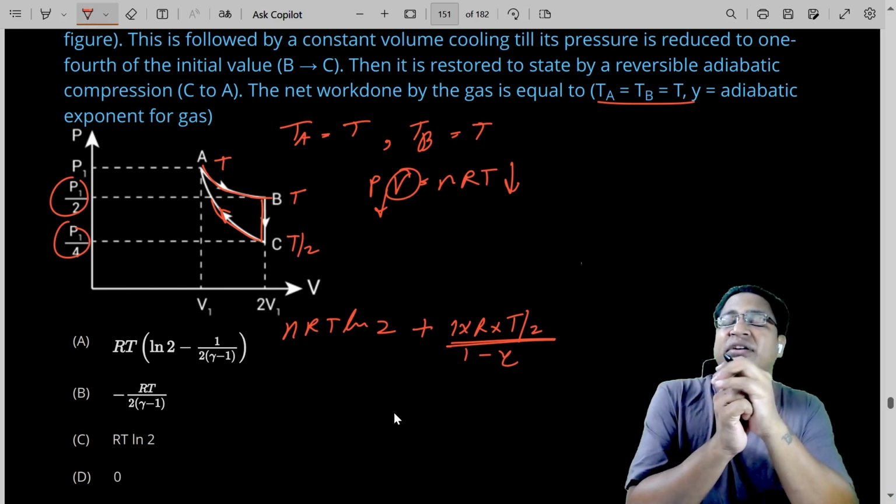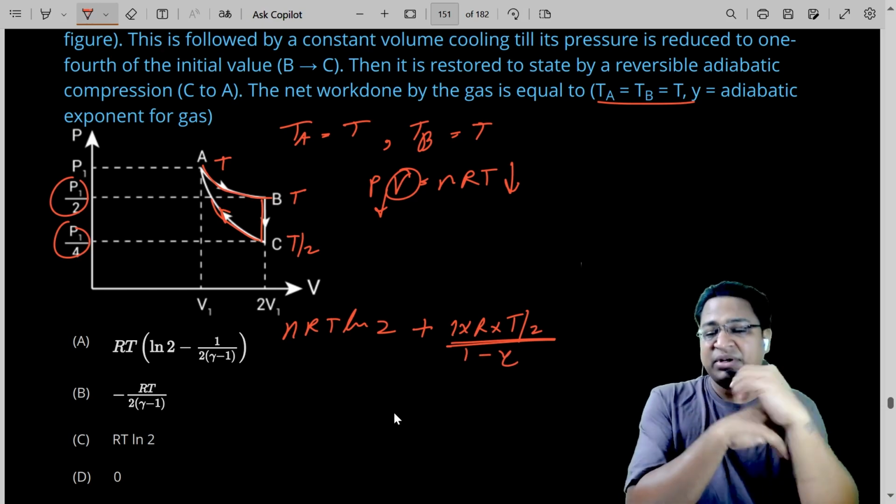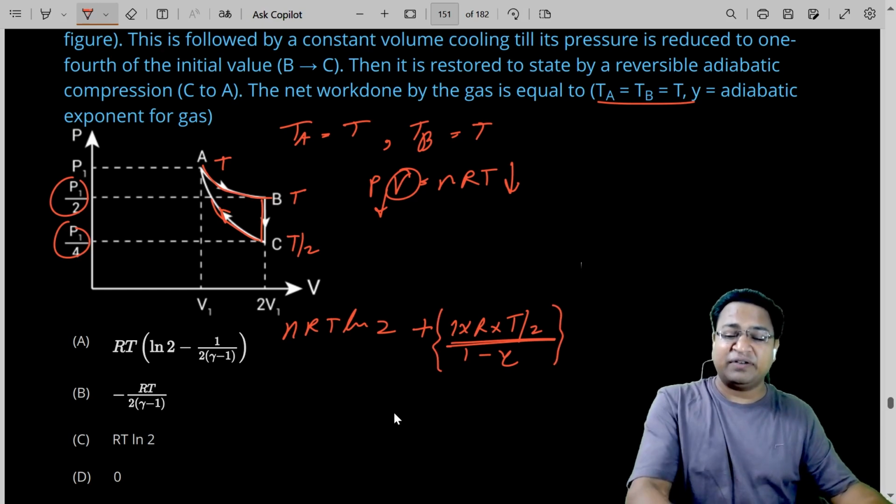That is correct. And the denominator would be 1 minus gamma. And we can see that this will give us a negative value. We were expecting a negative value. This will give us a negative value.